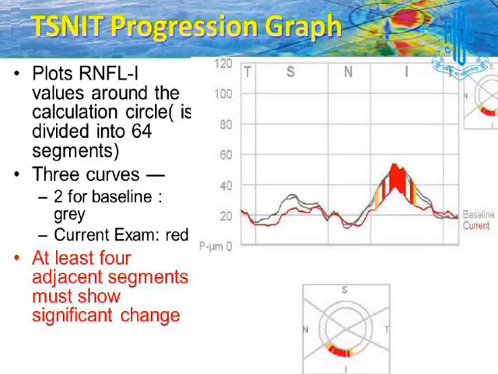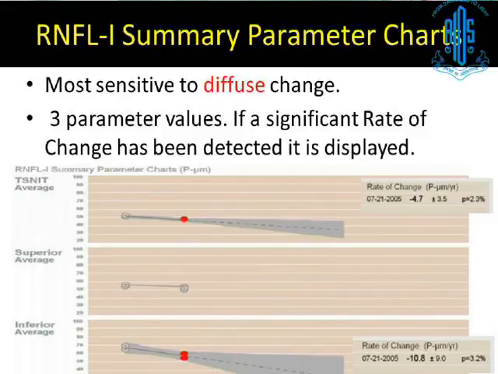While in the T-SNP progression graph, as I said, the calculation circle is divided into 64 segments. So at least 4 adjacent segments should have a significant change. Then only you can have a red sign here. And in the T-SNP plot, the first two baselines are plotted in a gray line, while the current examination is plotted with the red line.